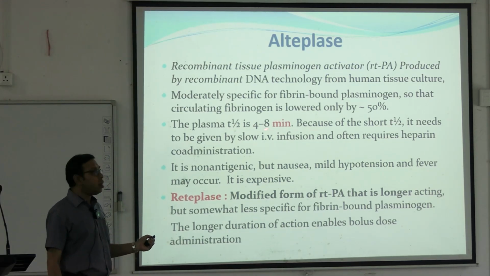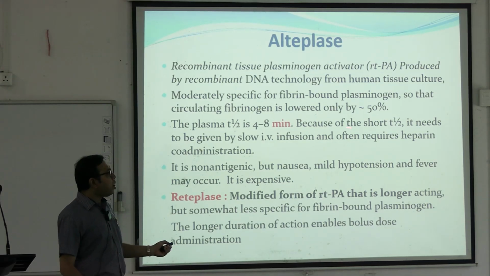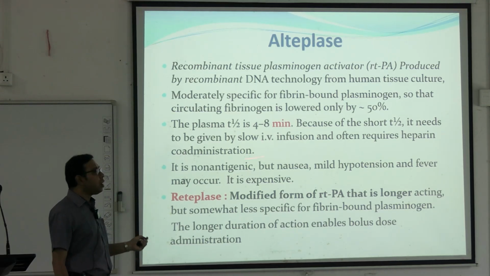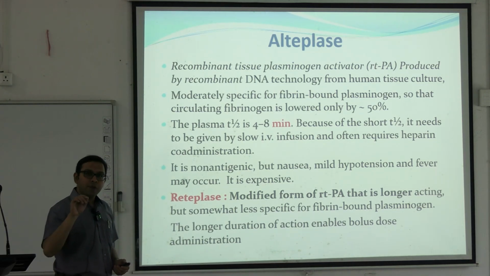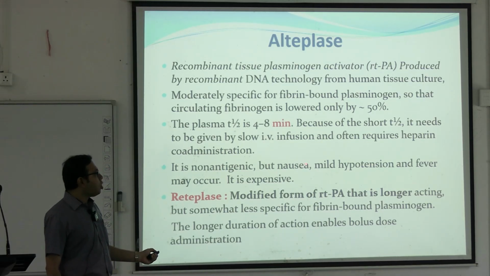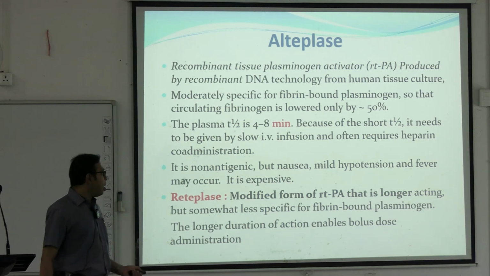Plasma half-life is 4 to 8 minutes, that is, it can act instantaneously. Because of the short half-life, it needs to be given by slow IV infusion and often requires heparin co-administration. So we have to give the alteplase as well as the heparin. It is non-antigenic. Nausea, mild hypotension, etc. may happen, but it is expensive.